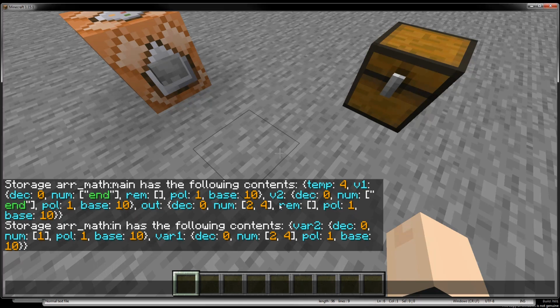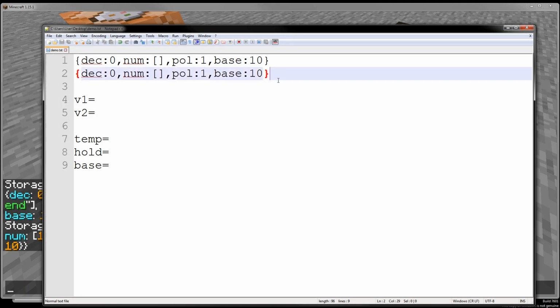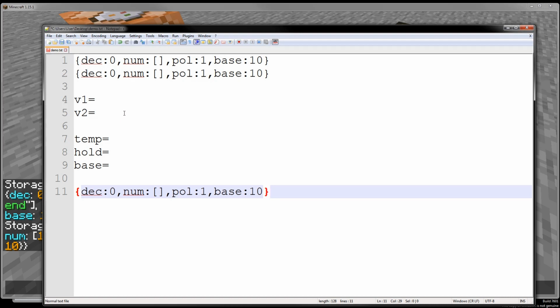Before we get started, let's talk about the formatting. In our input we have ArrayMathIn, with var2 and var1 in our standard number formatting, and then in our main storage space we have a temp value, then v1, which is a number, v2, which is a number, and then out. We're going to look at this file here; this down here is the output, and these are our inputs. So let's start with addition.